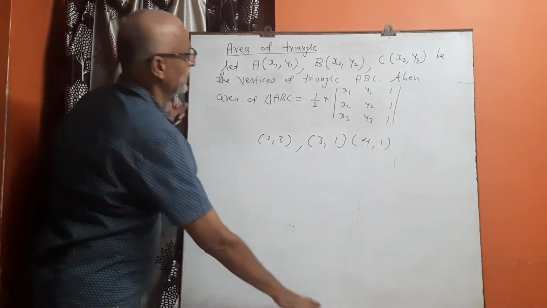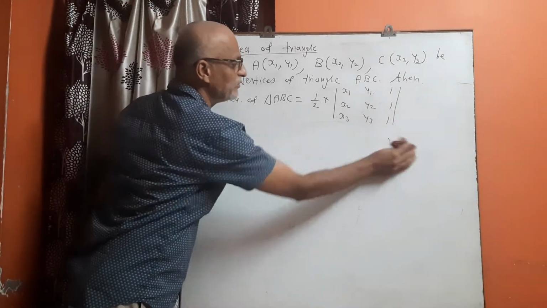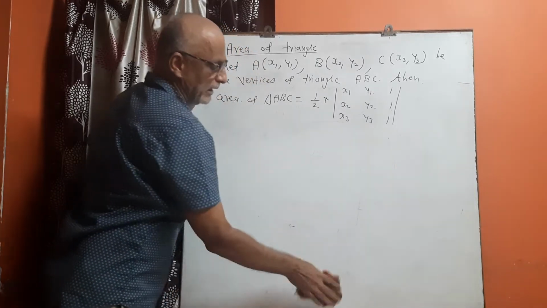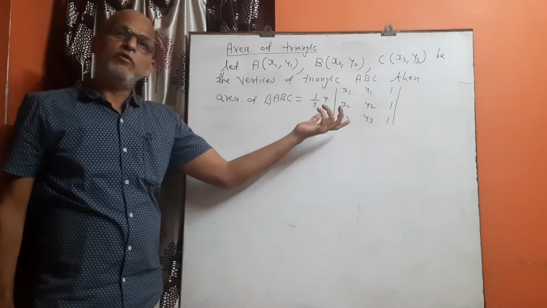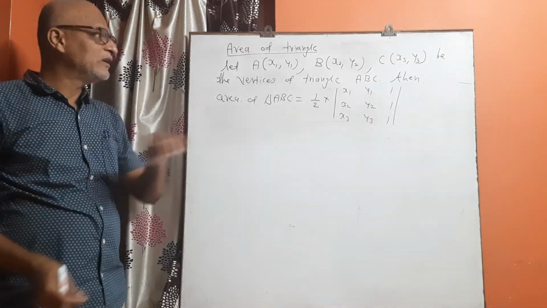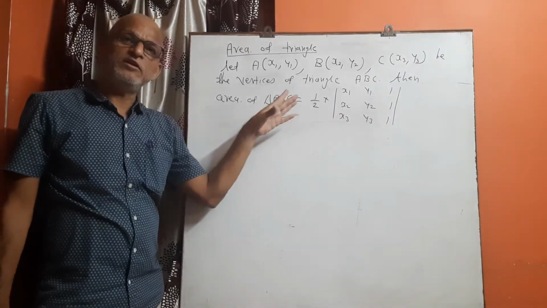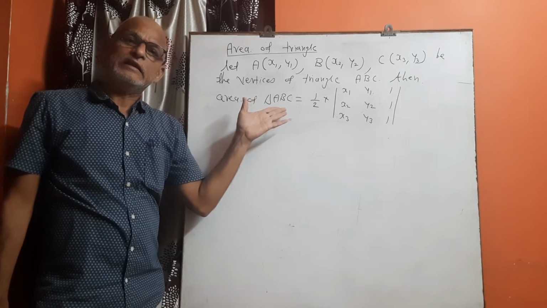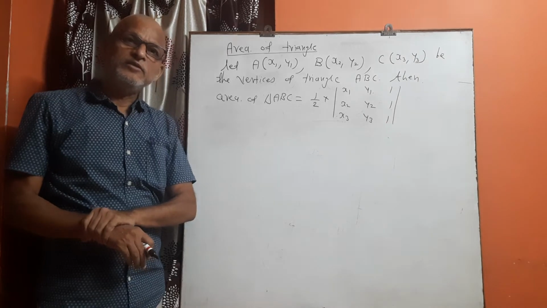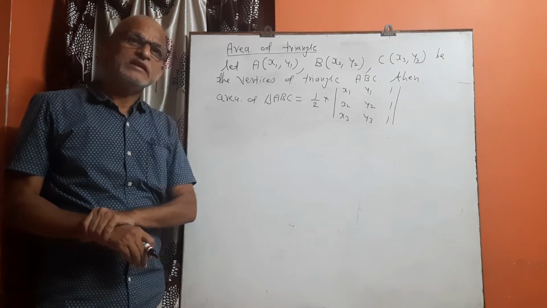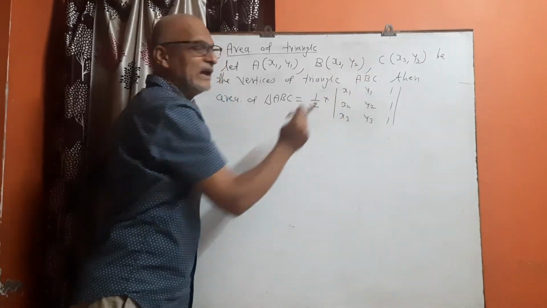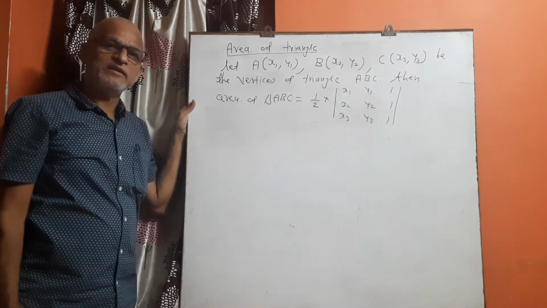So in this way you can find the area of triangle. Now what will happen if the area of triangle is 0? What is the meaning of the area of triangle being 0? The area of triangle is 0, that means all 3 points A, B, C lie on the same line.